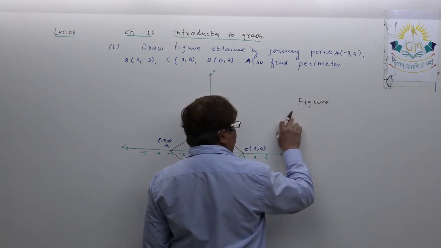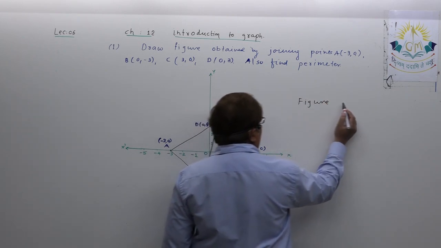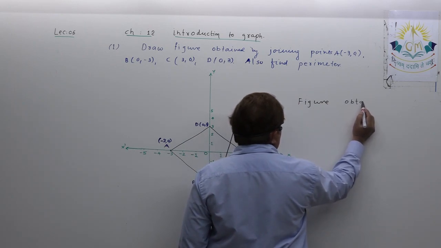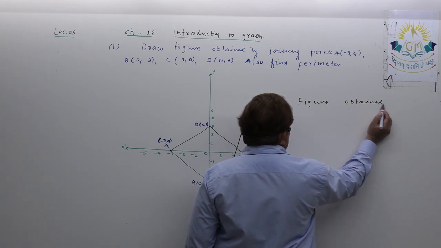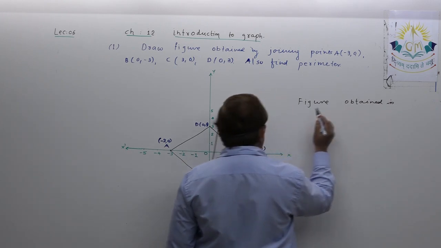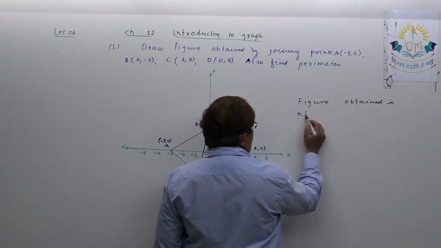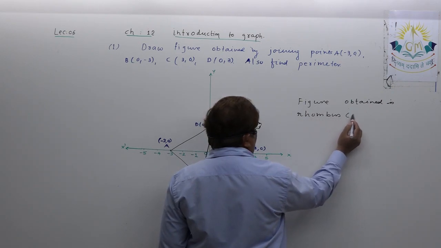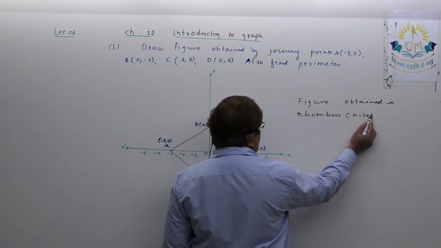You are not writing on the graph? On the next page, opposite. Figure obtained is a rhombus, or you can say kite. Okay.